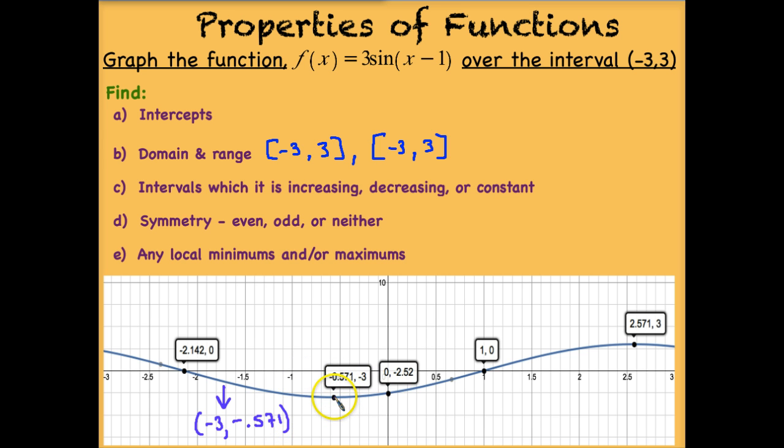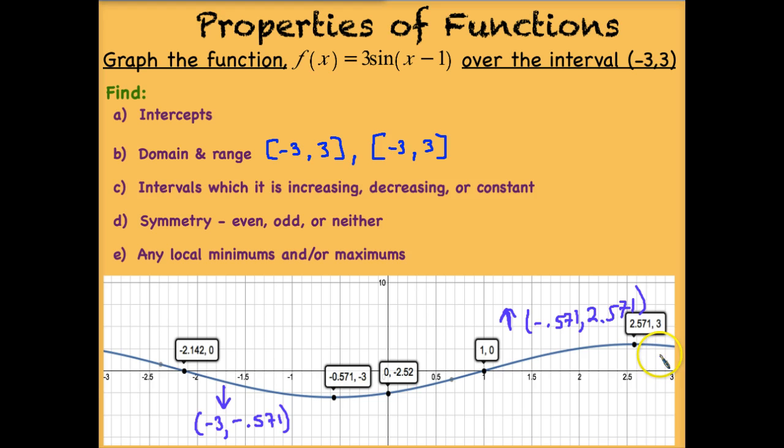And then from this same minimum all the way to our maximum, we have an increasing function. So we increase from negative 0.571 all the way to this point here at 2.571. Notice I'm looking only at my domain when I'm determining whether it's increasing or decreasing as far as labeling the intervals. So I know that from negative 3 here on my domain all the way down to negative 0.571, again on my domain, my x values, my function or my slope is decreasing.